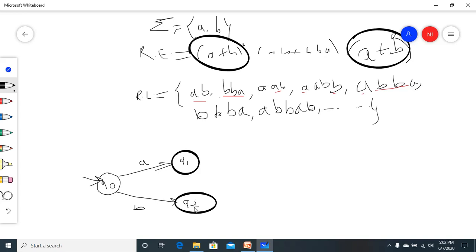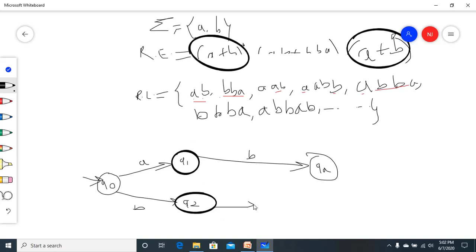Now we are in Q1 and Q2. Now we have to go from this way: A, the second is a B. So now it is our final state QA. Okay, so now we have to discuss for the BBA.